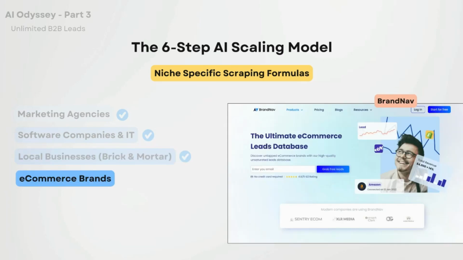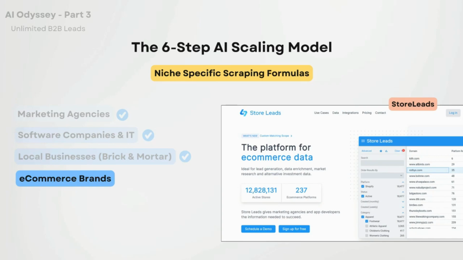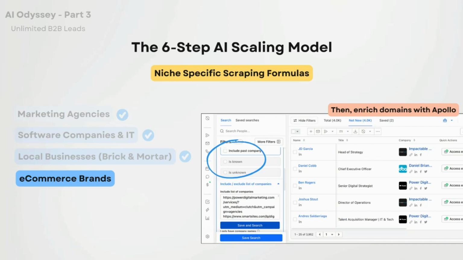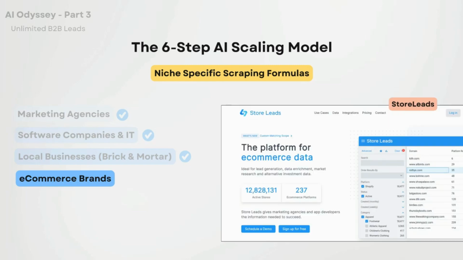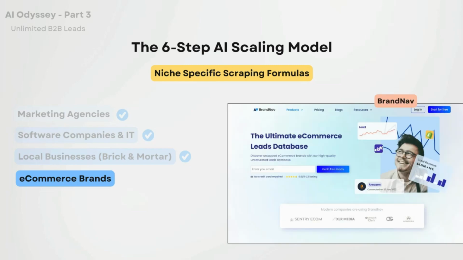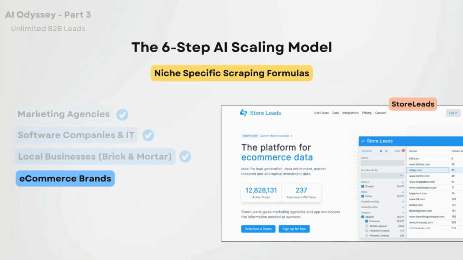Now, e-commerce brands. BrandNav is super useful because you can get all of the domains for e-commerce brands from BrandNav. The same goes for StoreLeads, and then all you have to do is enrich domains with Apollo. Now, remember that the domains you get from StoreLeads or BrandNav aren't emails. They only give you the domains, but they do give you useful information about revenue, team size, products, etc. So make sure that you get the domains from BrandNav or StoreLeads and then enrich them with Apollo.